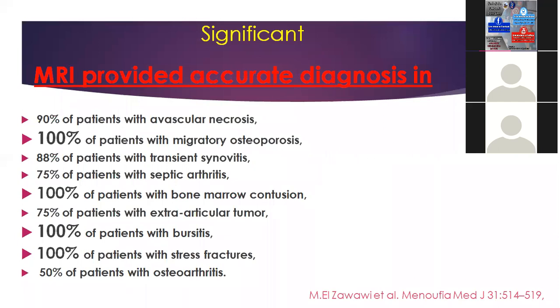This is the significance. Why MRI? More than 100% for diagnosis in migratory osteoporosis, in bone marrow contusion and porosis, in patients with bursitis, in patients with stress fracture. It can only be diagnosed by MRI, reaching 100%, or over 90% for avascular necrosis. That's why we ask: why MRI in hip joint lesions.